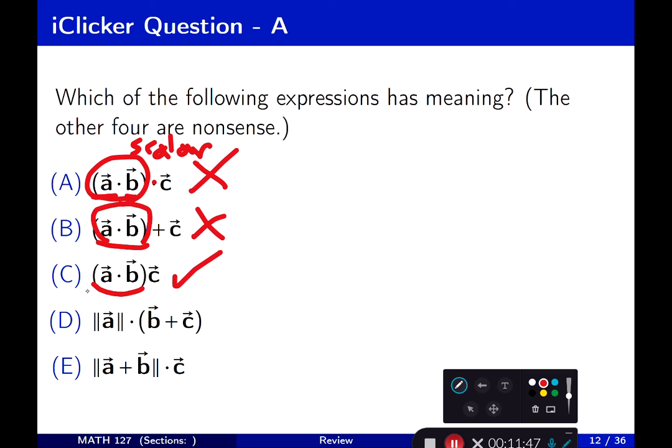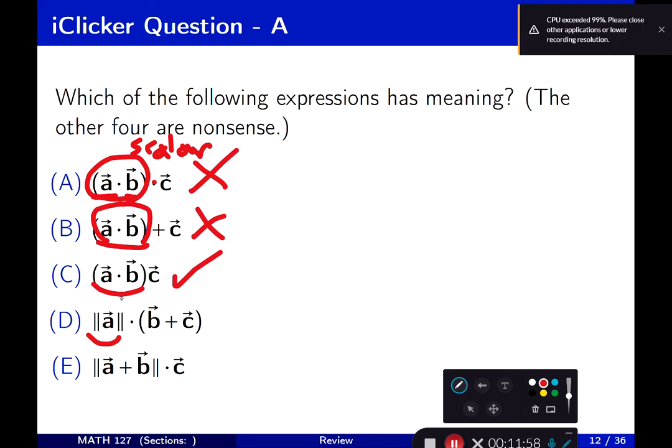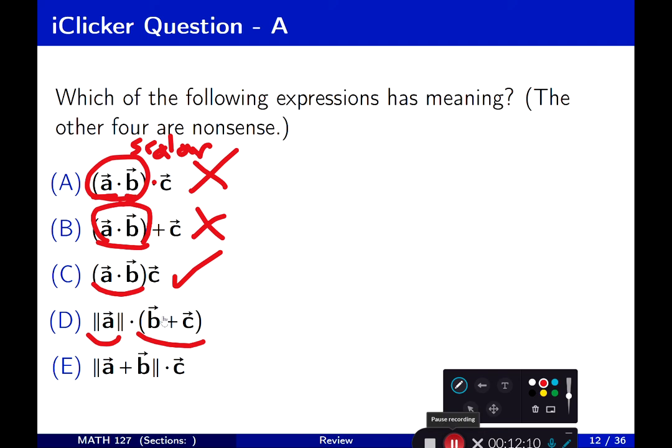Let's check the rest of them also. We found the answer, but make sure that the rest are working correctly too. Here, magnitude of A is just a number, it's a scalar. It does not dot with another, with the addition of two vectors, that is a vector also. Over here, A plus B, magnitude of that is a scalar. It does not dot with C. So the answer is C.